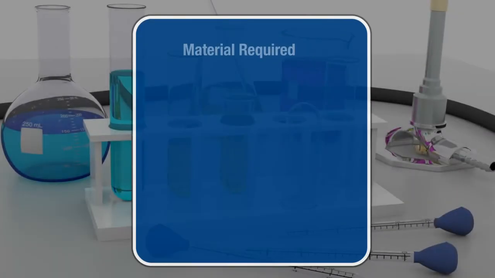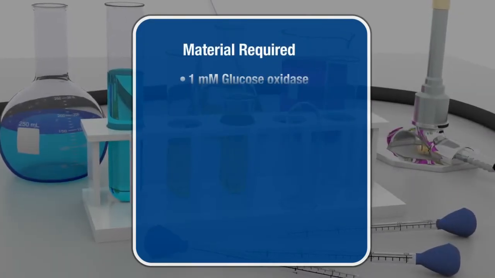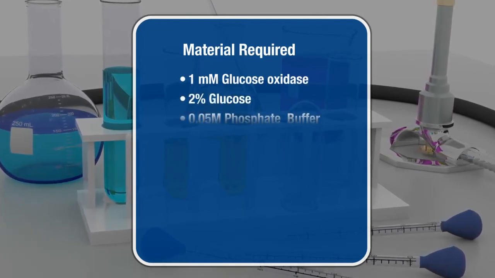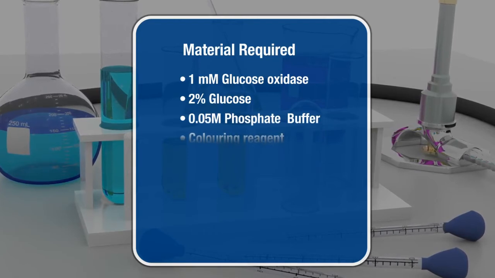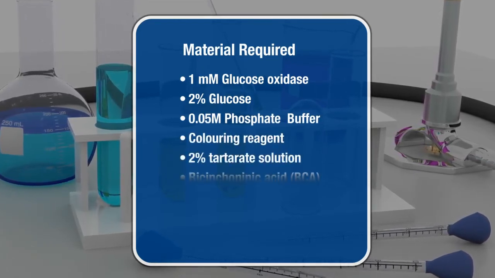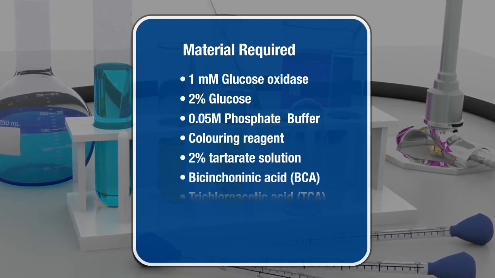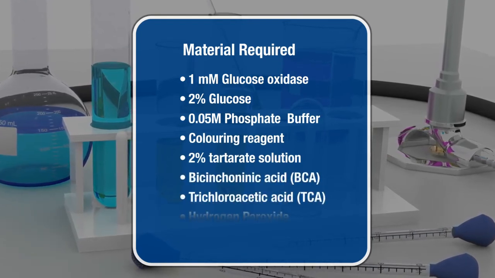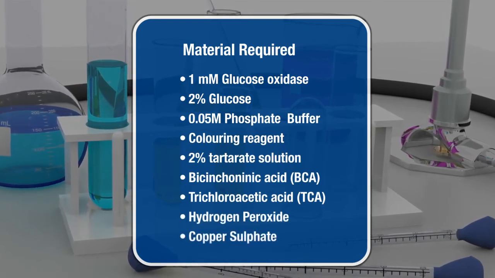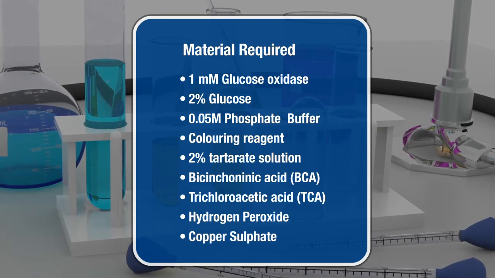In materials required, we require 1 millimolar glucose oxidase, 2% glucose, 0.05 molar phosphate buffer, coloring reagent, 2% tartarate solution, bicinchoninic acid and trichloroacetic acid, hydrogen peroxide, as well as copper sulfate.